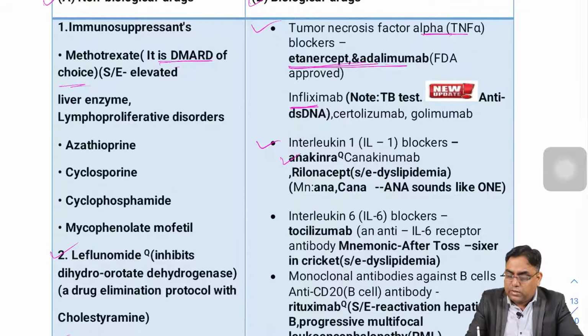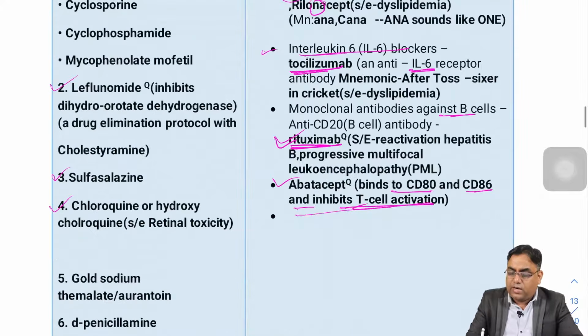Then canakinumab, okay, cana, and this is rilonacept. So, the 3 interleukin 1 receptor drugs are anakinra, canakinumab and rilonacept. Now, next is the interleukin 6 inhibitor, that is tocilizumab. Tocilizumab is an interleukin 6 inhibitor. And the monoclonal antibody against B cell is rituximab. And abatacept binds to CD80 and CD86, inhibiting T cell activation.